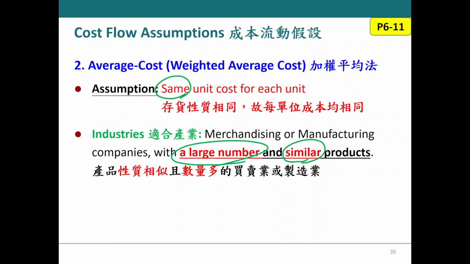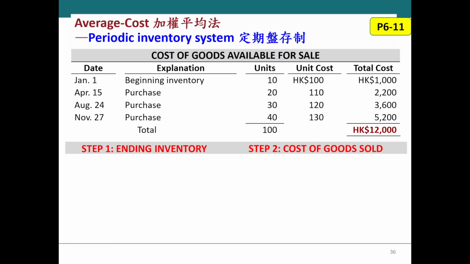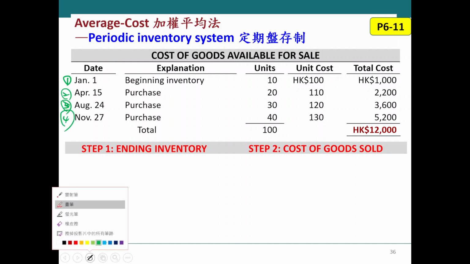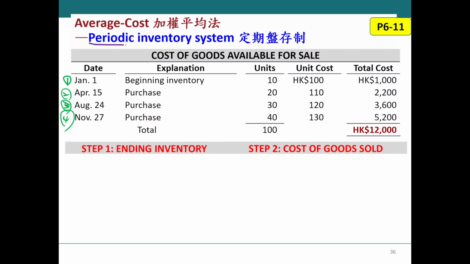Okay, so let's go to slide page 36. Totally the same case. Okay, so we have four inventories, but don't forget, who are you? You are periodic, 定期盘存制, lazy guy. So when we compute these two numbers, don't forget, end of period, on the last day, we do our job, right?